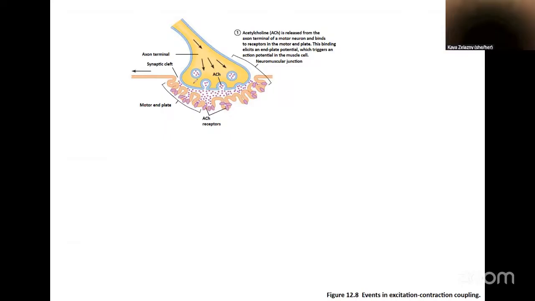So this is our neuromuscular junction. We know we have different names than we did in our synapses in the central nervous system, but a similar process for this release of neurotransmitter. Okay, so here we have an end plate potential starting to form, and it's going to head down our sarcoplasmic reticulum, so down our membrane.